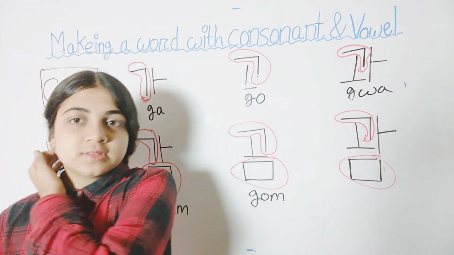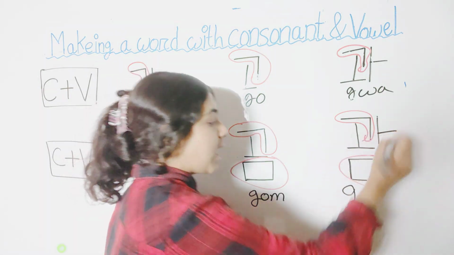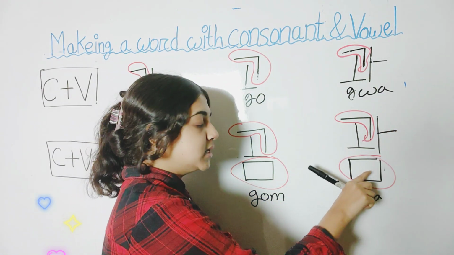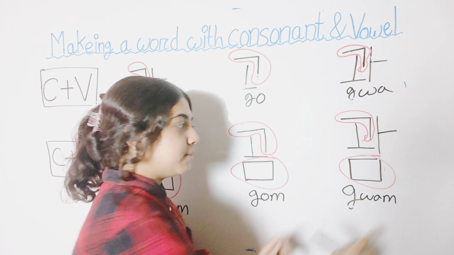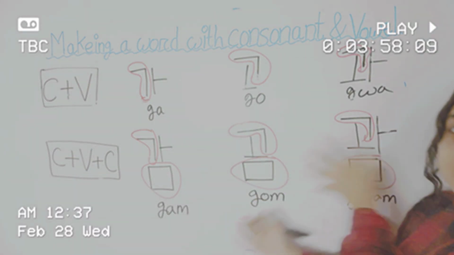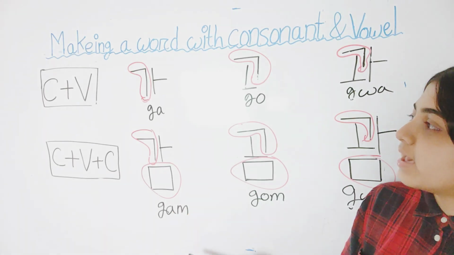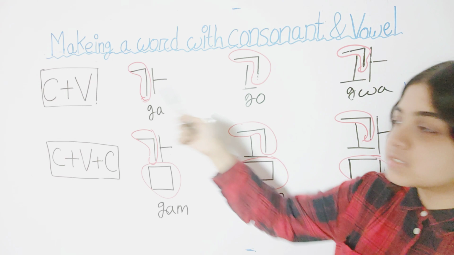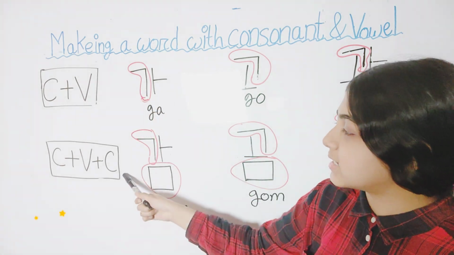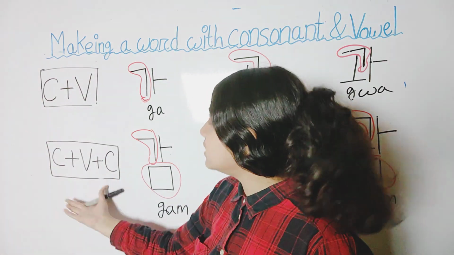The next one is g, wa, and this is m. Kwam. This is pronounced kwam. So this is the second way to make a word, which is consonant, vowel, and consonant. The first way is consonant and vowel, and the second way is consonant, vowel, and consonant. So in Korean, these are the only two ways to make a word, okay?